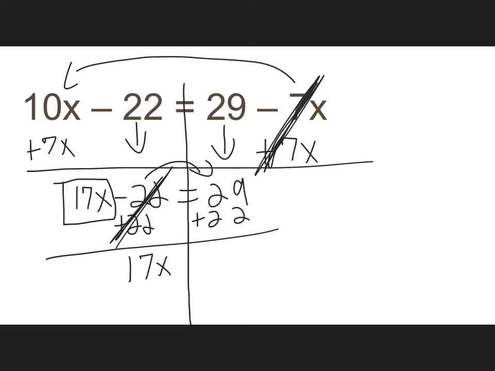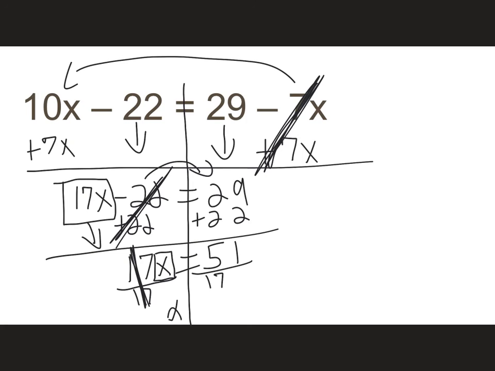And I'm going to move this 17x down, bring down my equal sign, and I know that 29 plus 22 equals 51. Now, we want to get that x by itself, don't we? And again, when a number is attached to a variable, it's being multiplied. So 17 is being multiplied to x. In order to get rid of that 17, we must divide it. What you do to one side, you do to the other side.